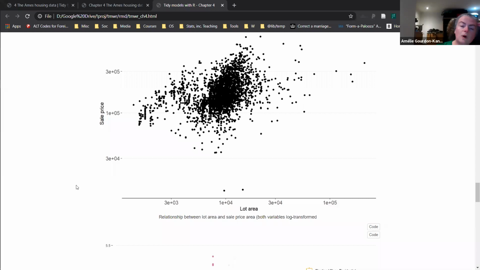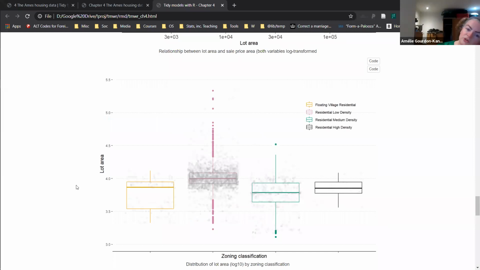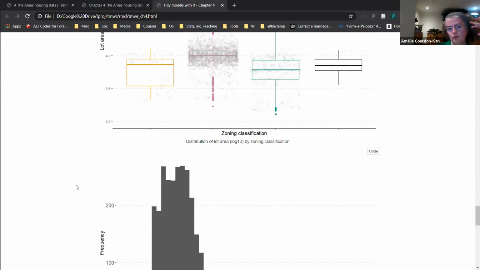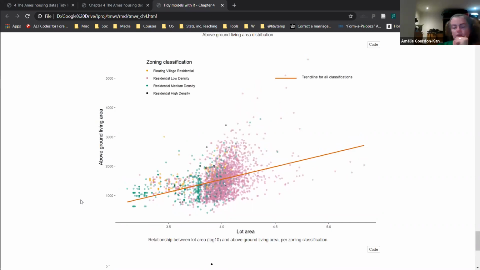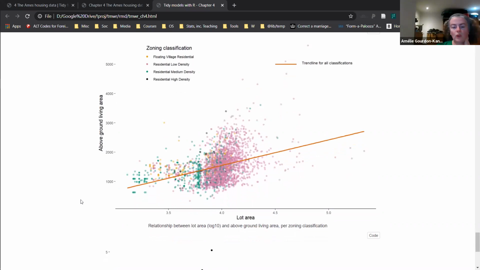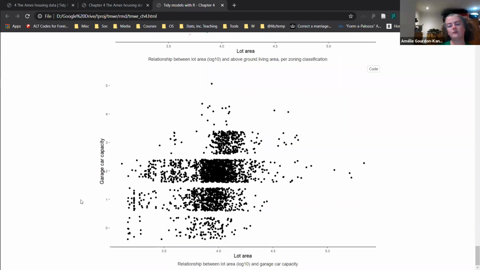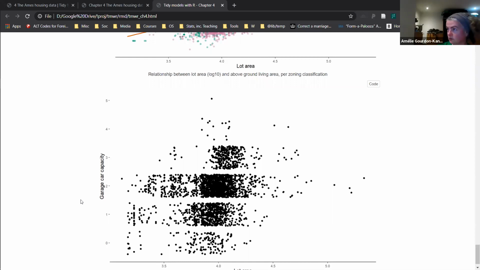I don't think, for example, we have an issue having zoning classification, which is a type of neighborhood, being related to lot area. But if you look at the ground living area of the house, it's quite related to lot area. So this is something also very useful to learn from exploratory data analysis, because if you put both variables in the model, it's just havoc. That's one of the other things I don't fully understand. I just know that if it's too related, you just can't interpret the model fully. And similarly, this is a factor variable, garage car capacity, and lot area seems to show a trend of relationship as well. Those are things which are really useful from exploratory data analysis, and why you should do it.